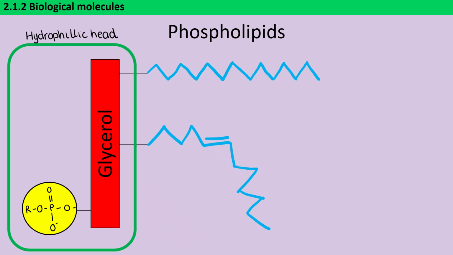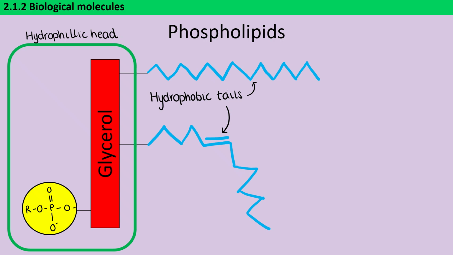Due to the slight charge, this head is hydrophilic. In other words, it's attracted to water. The fatty acid tails, on the other hand, are uncharged. Remember, they're just hydrocarbons. Therefore, they are slightly hydrophobic and they repel water.